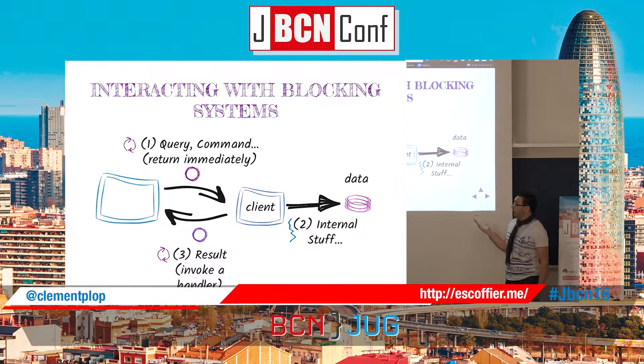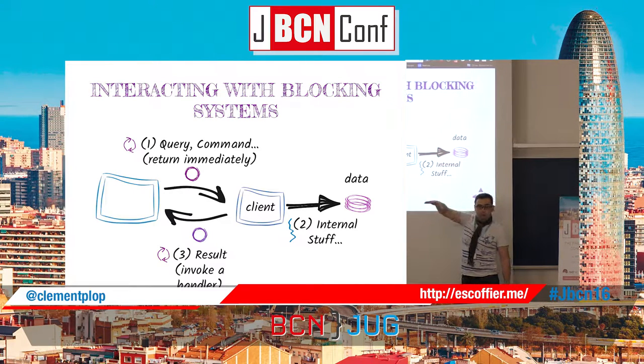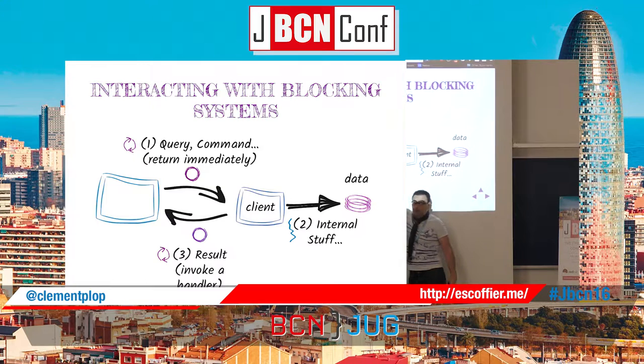Generally, we provide an abstraction here, a client. Remember, in computer science, we always like putting things in between to abstract. So that's your code, you're in the event loop, you enqueue some work to the client that will deal with these blocking things in an internal worker thread, do the work, and then call you back.